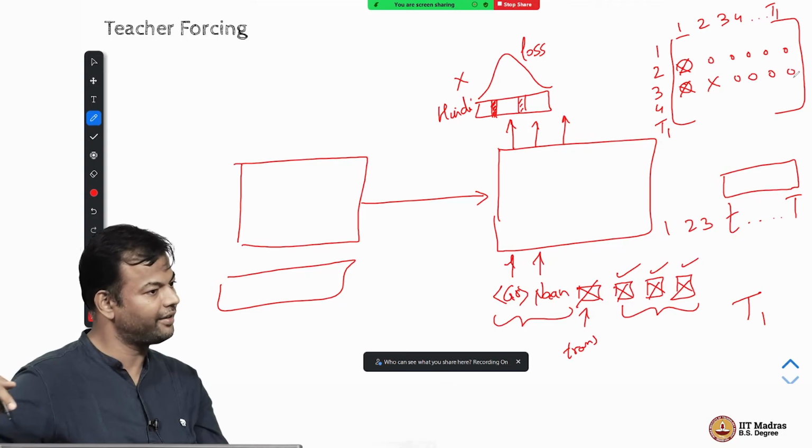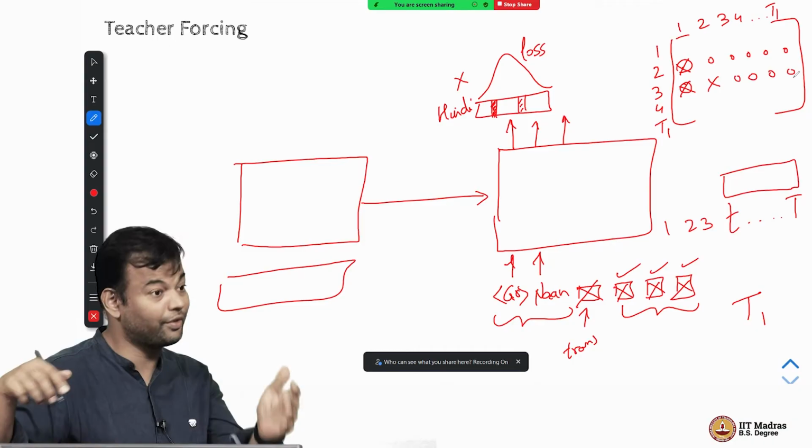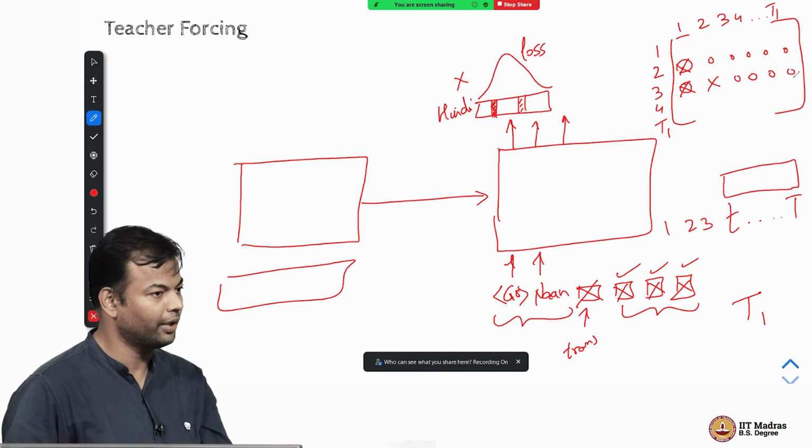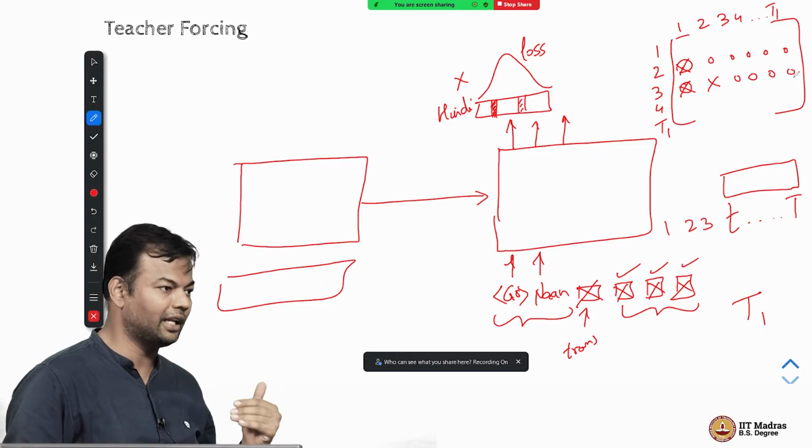So you see what kind of matrix this would look like? A diagonal matrix, a lower triangular matrix. Everyone gets that? Conceptually, what are the exact dimensions? All that we'll figure out. But you understand the idea.